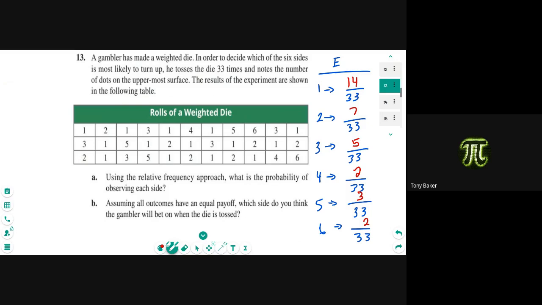Leaving them as a fraction is just as good as changing it to a decimal. So unless the problem specifically asks you to give it as a percent or a decimal rounded to a certain number of digits, a fraction is just as good of an answer.